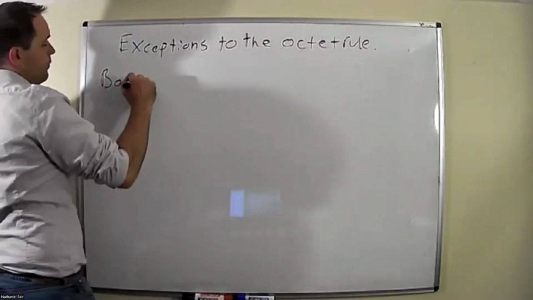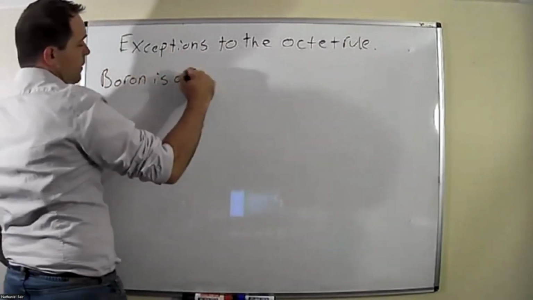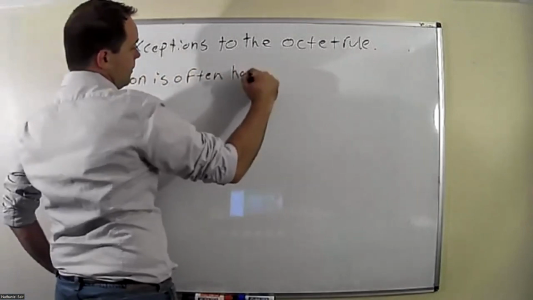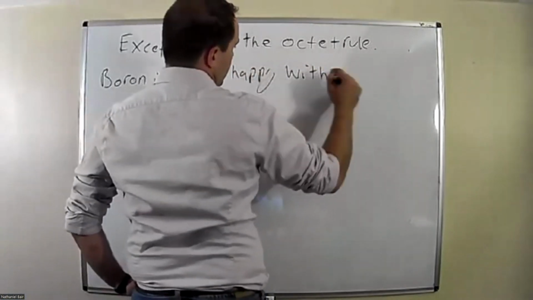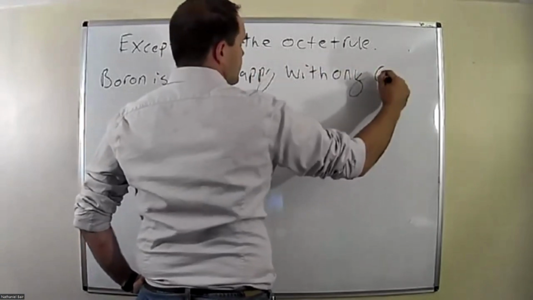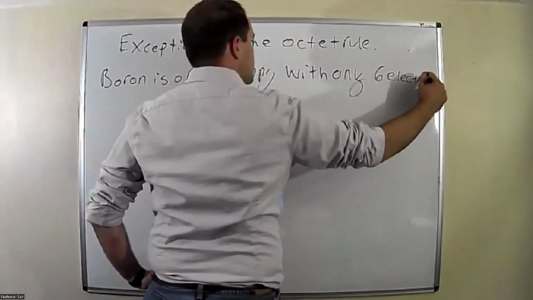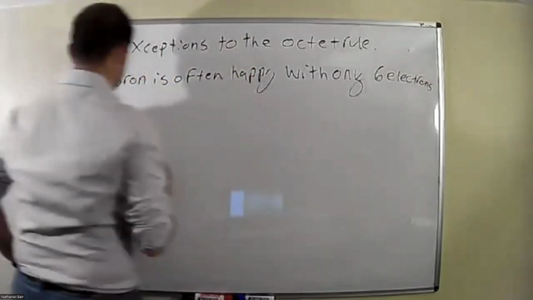Boron is often happy with only 6 electrons. What does that mean?